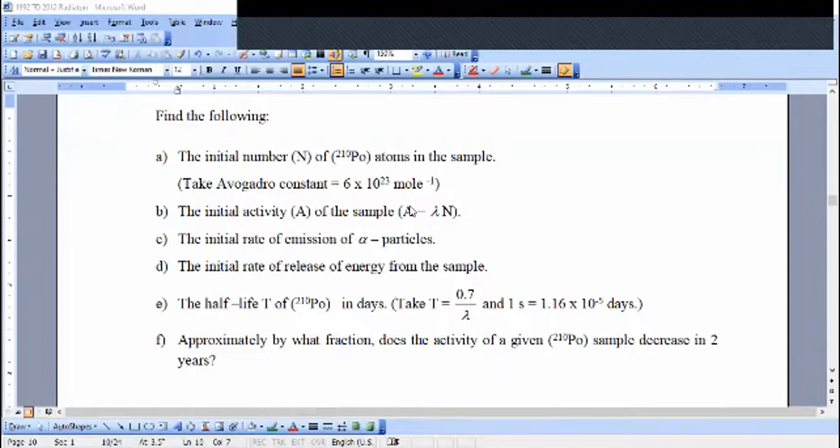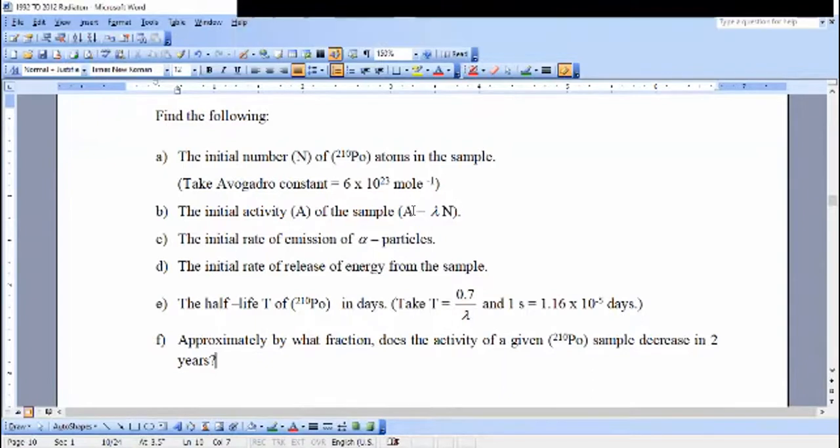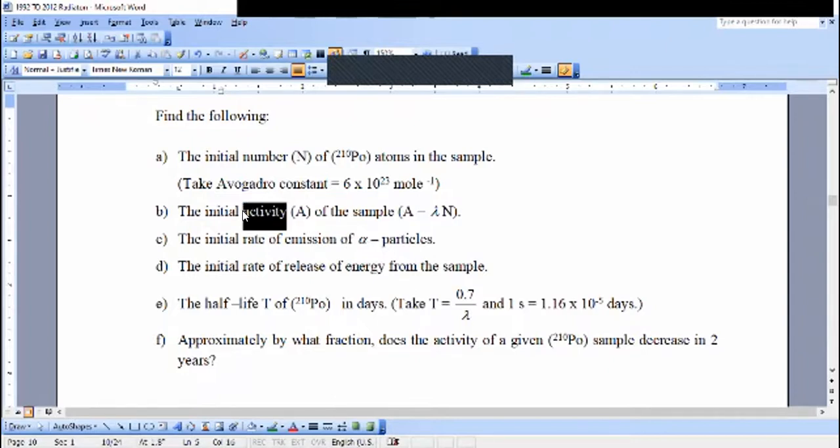Thank you, dear. Unfortunately, they have given the equation, so I don't like this. They must not give you the equation. You should remember the equation, but here they have given it. What is activity? Do you remember what the activity is? Anybody in the class?